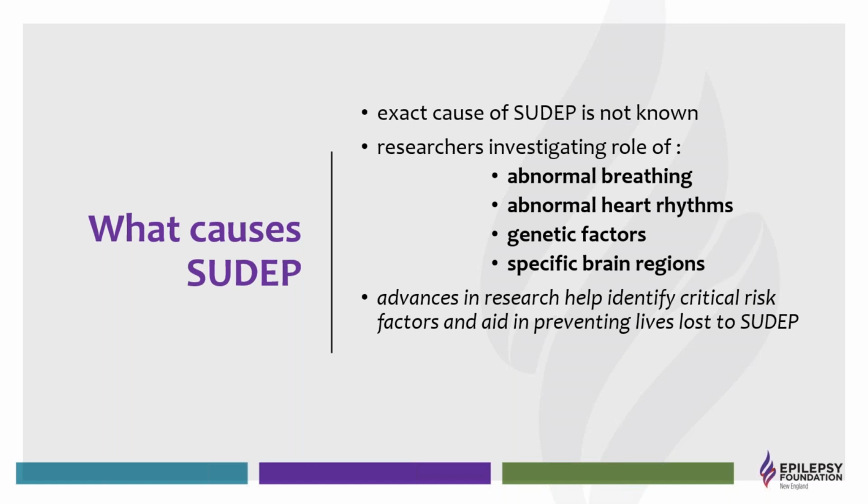We don't know exactly what it is. Research is looking at patterns of abnormal breathing, or their heart rhythms being out of whack, or perhaps there might be a genetic link they're looking for. And they're also looking at specific brain regions, at the back of your head and the top of your spine. Our autonomic body functions are controlled by that area of the brain back there. And our breathing, our heart rate, that's what I'm talking about.